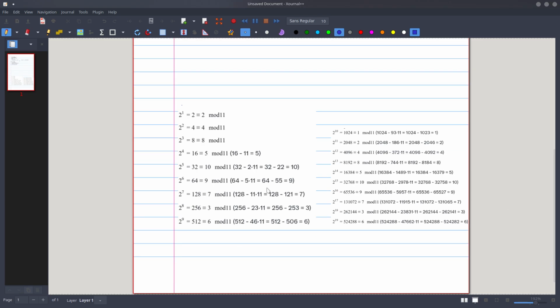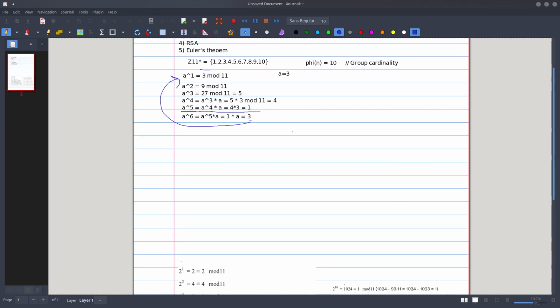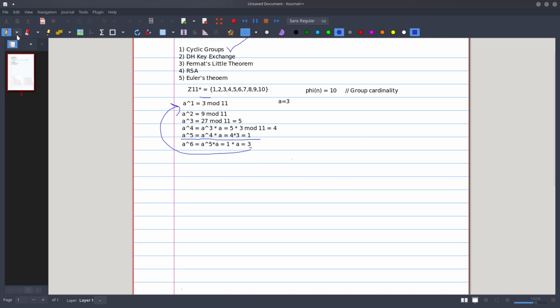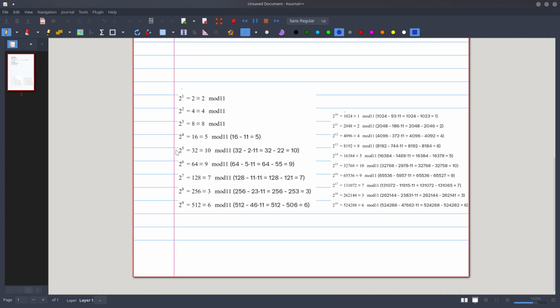In fact, if you look very carefully, let's go back here for a second. What are the numbers that we generated? We generated 3. We generated 9. We generated 5. We generated 4. And we generated 1. So inside of this set, these are the numbers that we generated. So it's clear then that using this base 3, we didn't generate the entire set. And so what I'm trying to get to here is, if you change the base, you can actually generate the entire set.